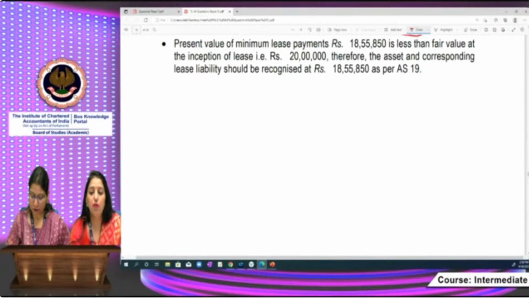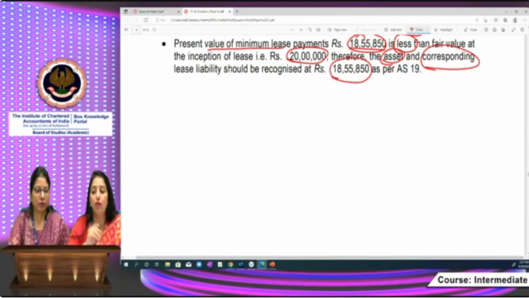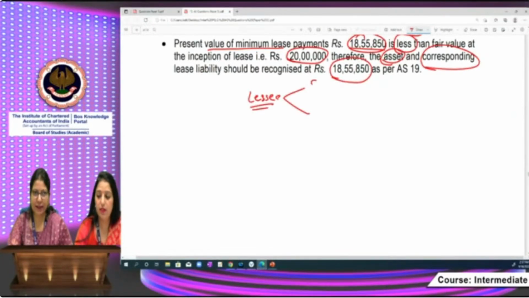So the present value of minimum lease payment, 18,55,850, is less than the fair value at the time of inception. At the time of inception, the fair value of the asset given is 20 lakh. Then whichever is lower, 18 lakh is lower. So the lessee would recognize the asset and corresponding liability at the amount of 18,55,850.